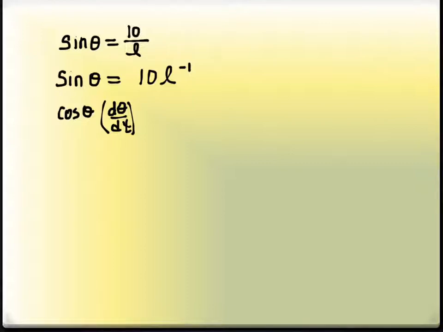What is the derivative of 10L to the negative 1? What am I going to do with the exponent? Negative 10L to the negative 2. And then L is a variable, which means that the derivative of L with respect to time is dL dt.